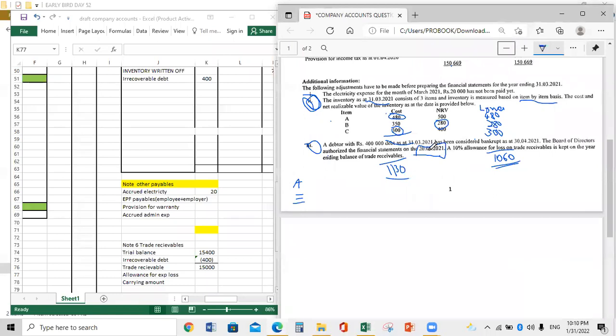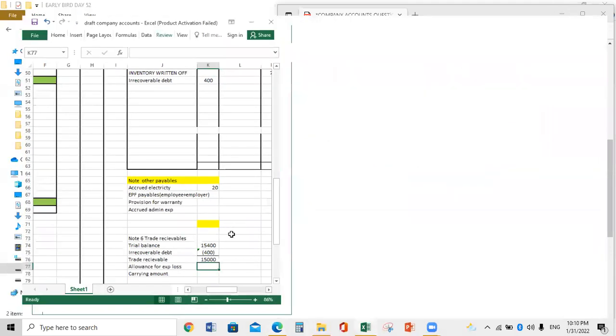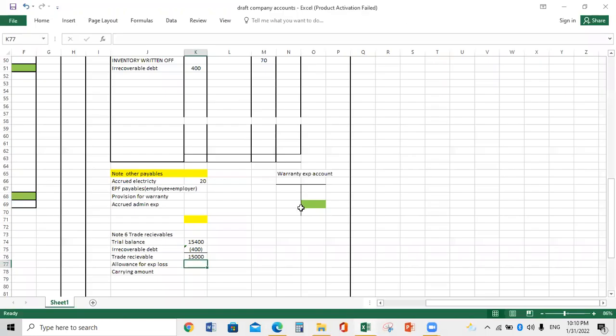Okay. So guys, now see, they say a 10% allowance for trade receivable is kept at the end of the year. So guys, allowance is 10%. Allowance for expected loss, provision for doubtful debt, all are the same. So guys, if it is 10%, now I'll quickly draw an allowance account.